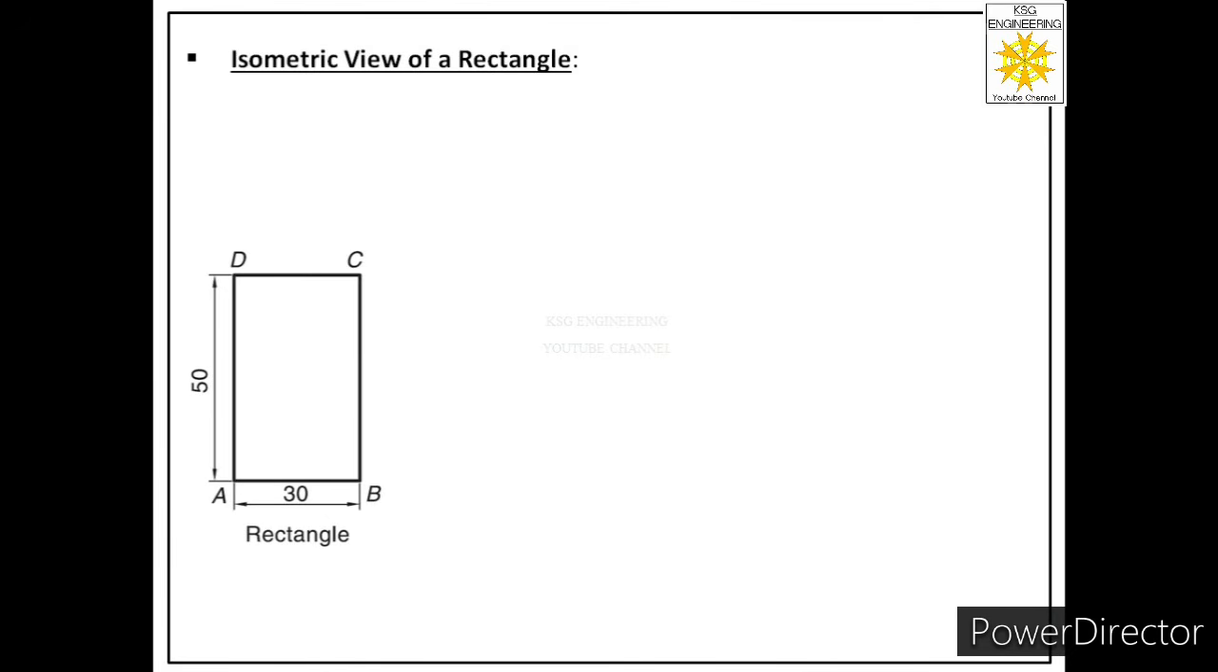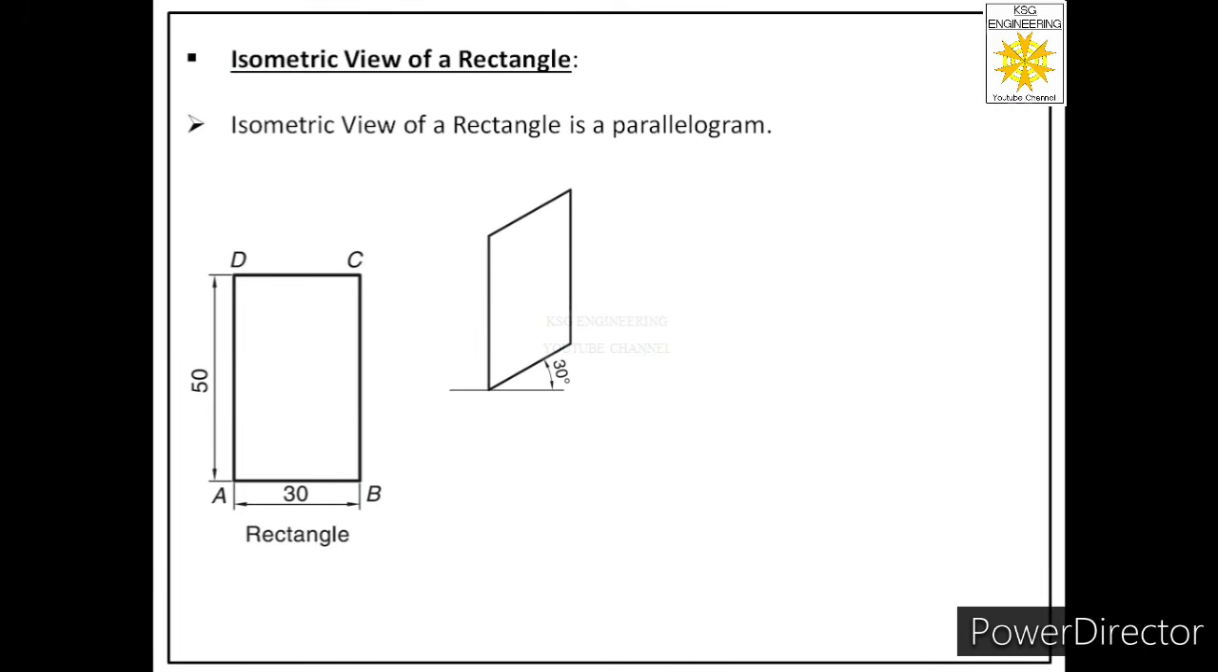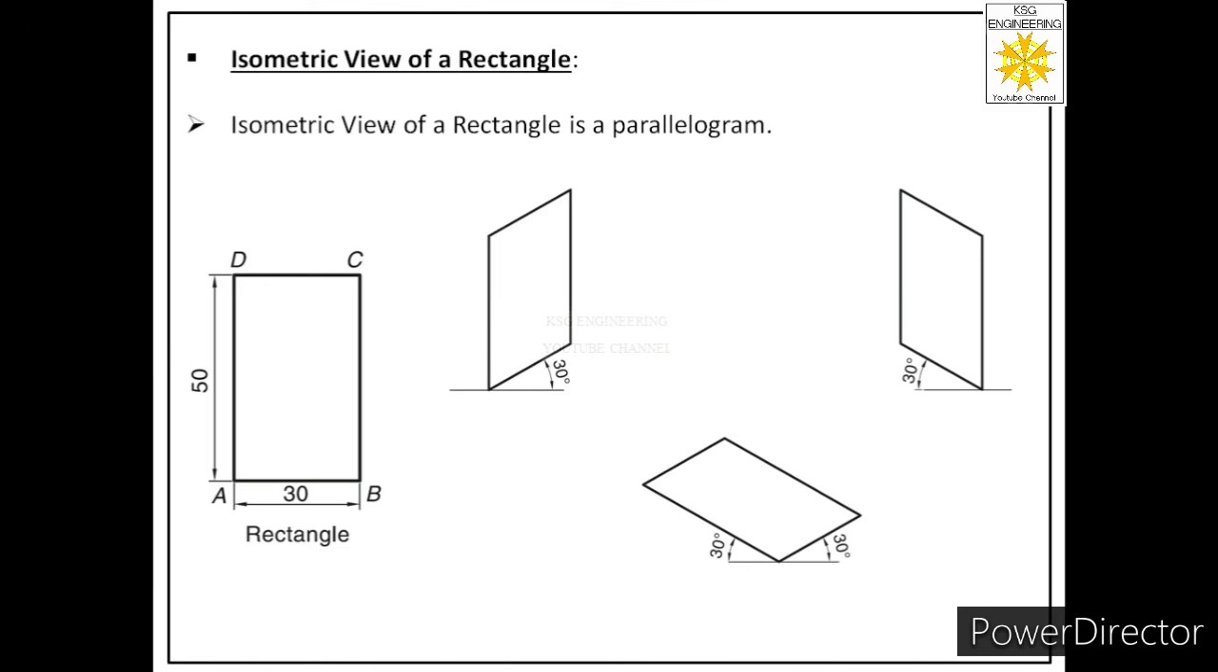Now next is isometric view of a rectangle. So the isometric view of a rectangle will be a parallelogram. And in order to construct isometric view of a rectangle, we will use the same fundamentals which we have learned about isometric view of a square. With those fundamentals, you can draw right isometric view of a rectangle, left isometric view, and top isometric view of rectangle.